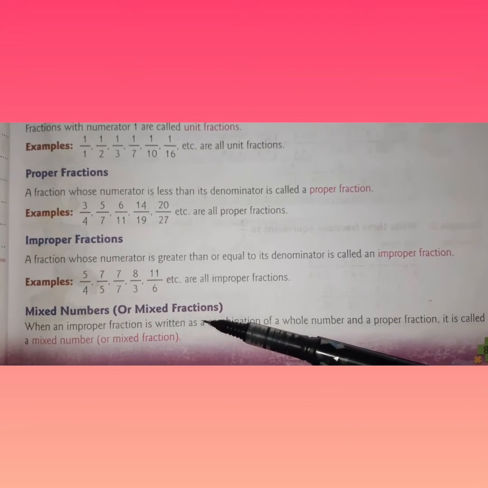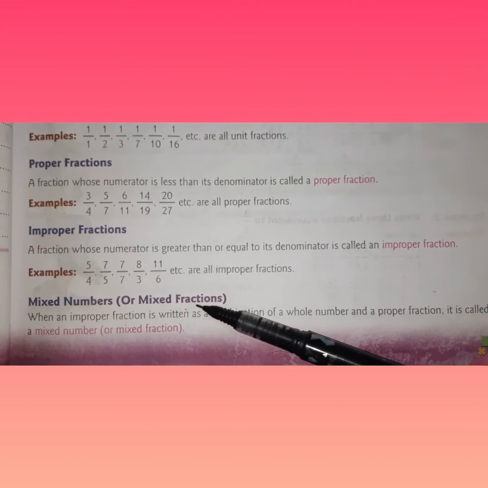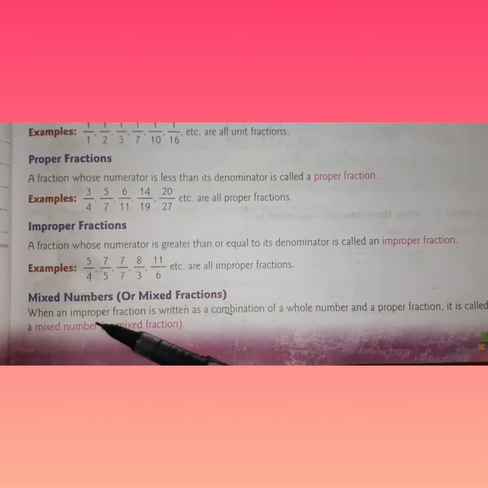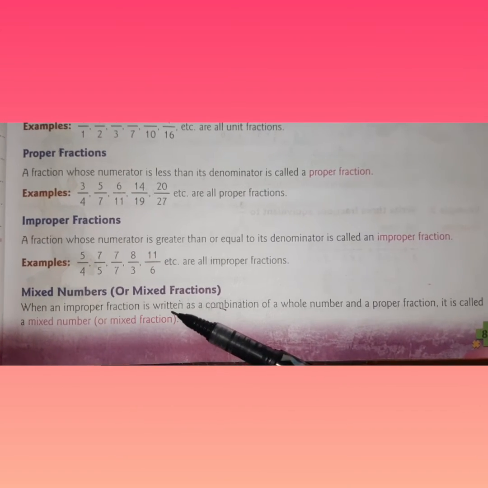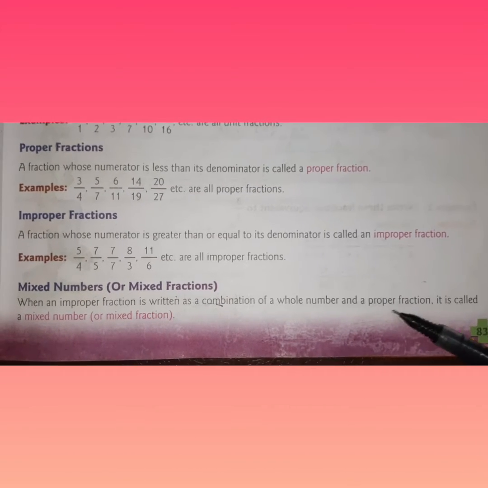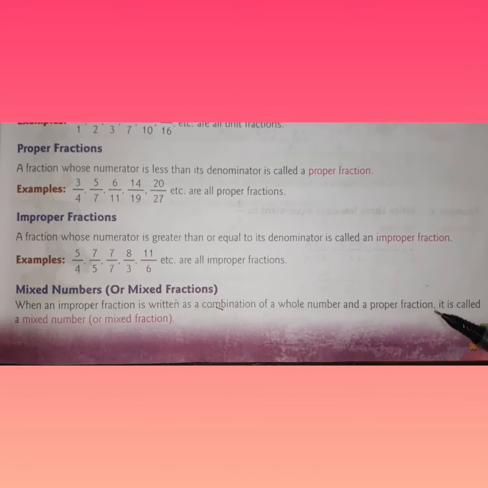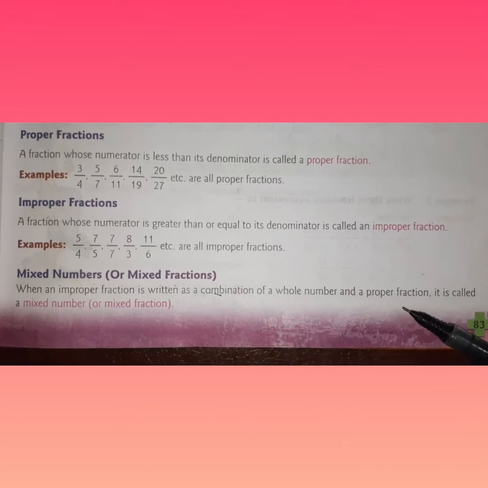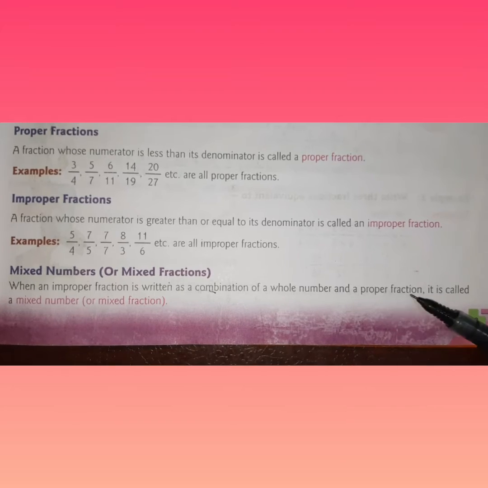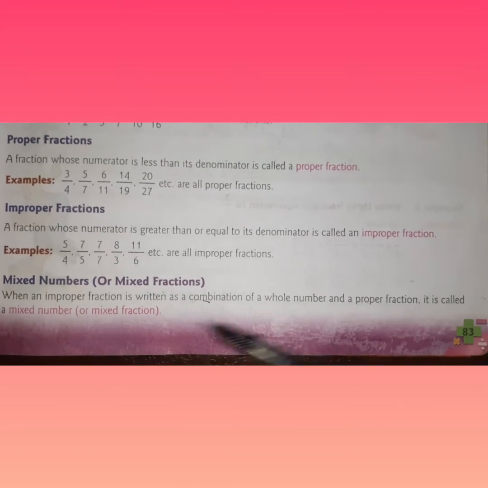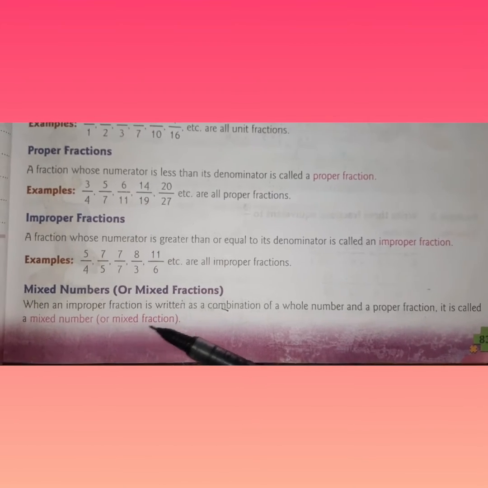Next is mixed fraction or mixed number. When an improper fraction is written as a combination of a whole number and a proper fraction, it is a combination of a whole number and a proper fraction. So it is called a mixed number or a mixed fraction.